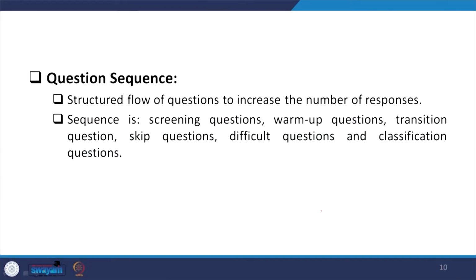Okay. Question sequencing is important. A structured flow of questions is required to increase the number of responses, and the sequence basically follows screening of the questions and warm up questions. Some warm up questions must be given that will create interest of the respondent in the survey. Then transition questions from one to another, there must be a proper transition, otherwise the respondent will be in trouble.